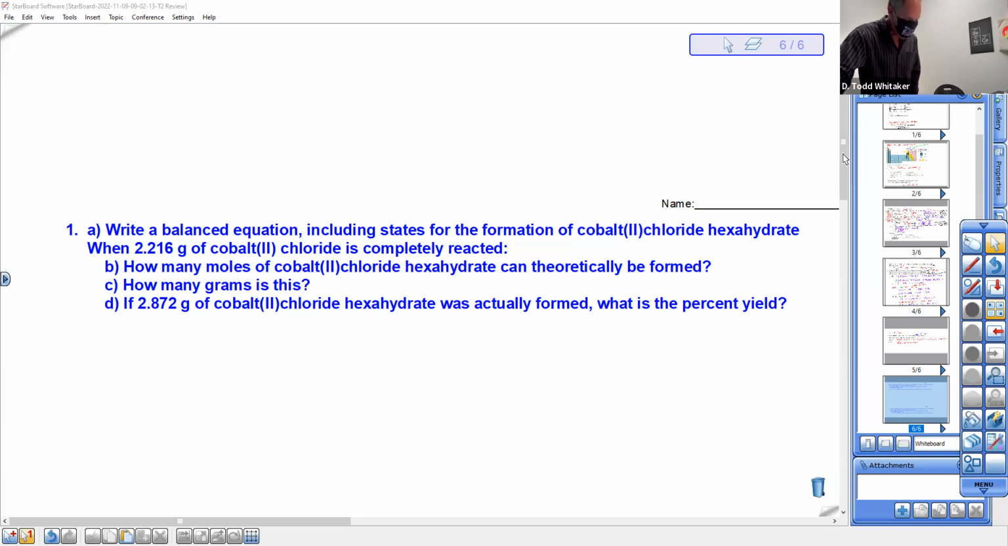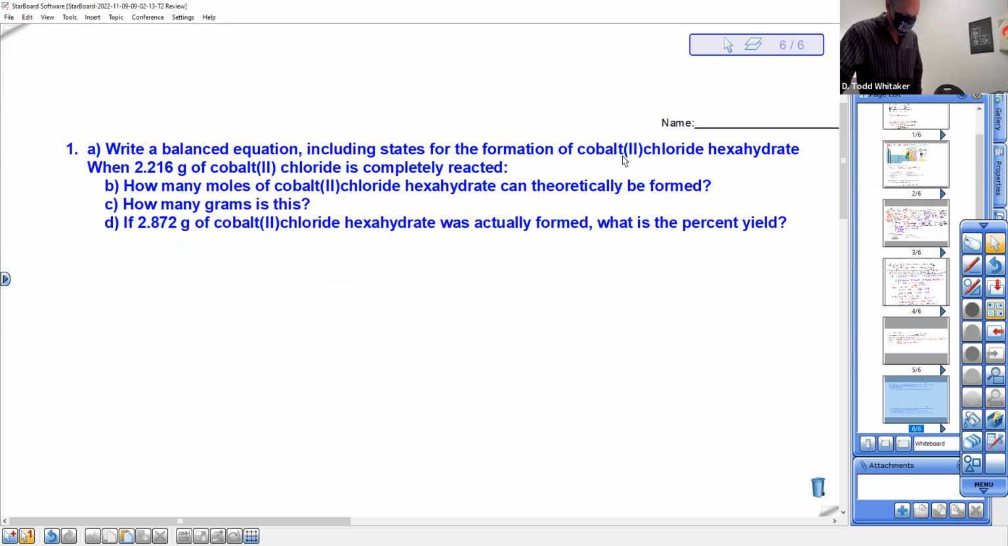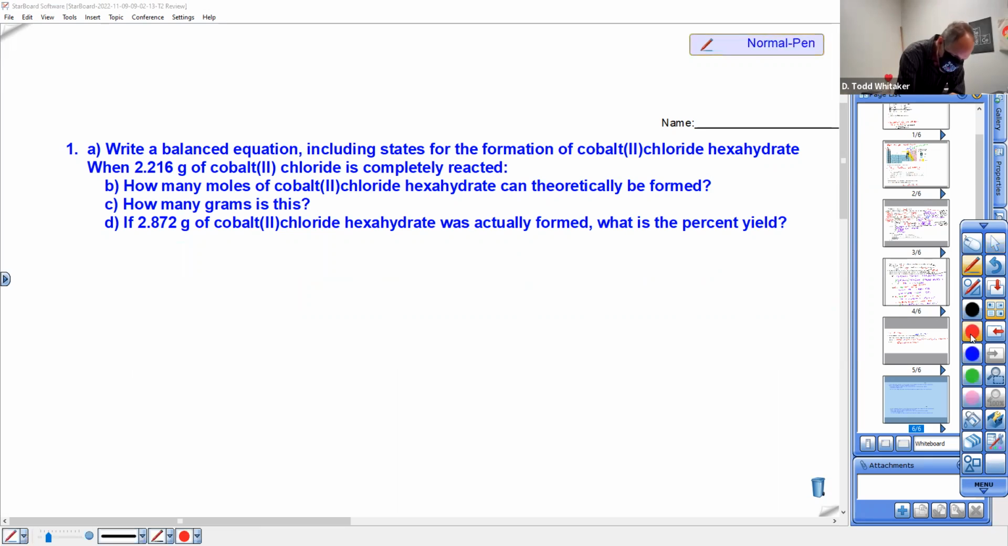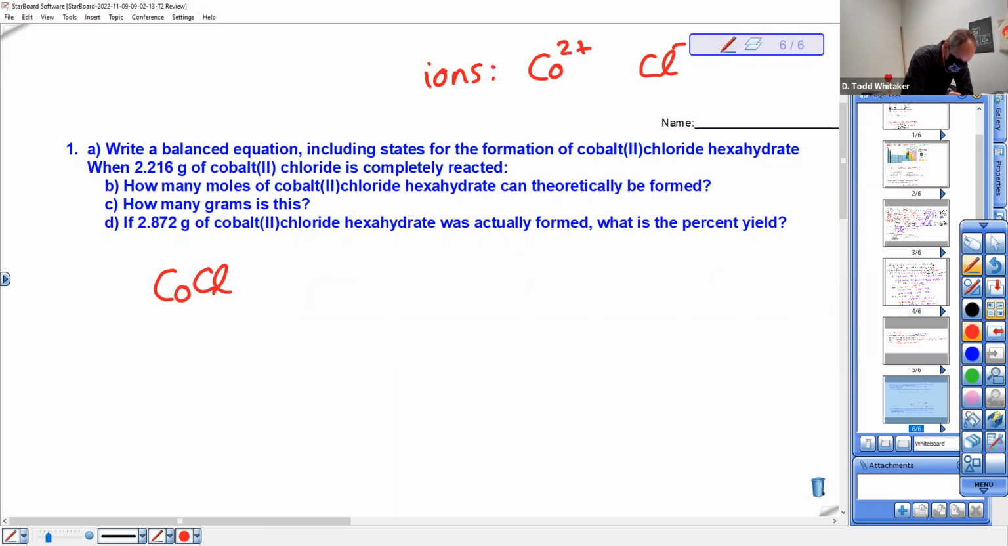Okay, everybody. Big finish for review day. We've got a balanced reaction, including states, for the formation of cobalt(II) chloride hexahydrate. Ions: cobalt 2 plus and chloride, Cl minus. Crossover says CoCl2.